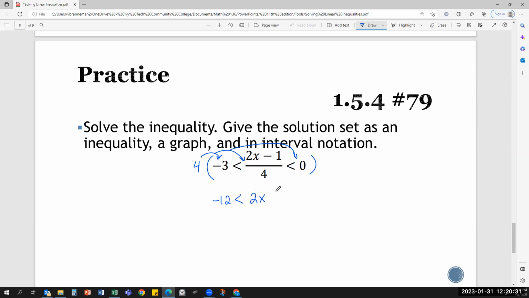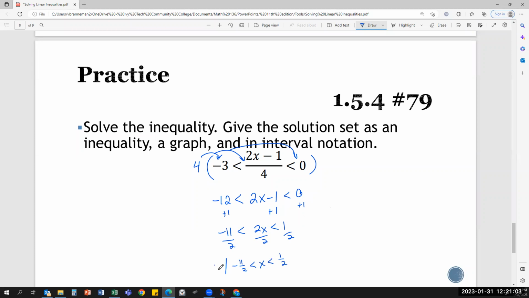So I have 2x minus 1. And then 4 times 0 is still 0. Having a 0 doesn't mean there's nothing there. It is still super important, just like any other number. I add 1 on all 3 parts and have -11 less than 2x less than 1, and then divide everything by 2. Because it's +2, nothing needs to switch around. And I have -11 halves less than x less than 1/2.